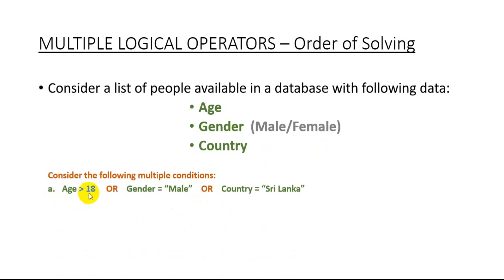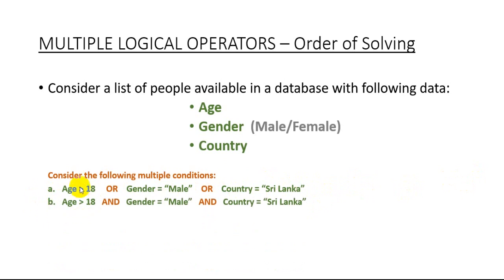Say age greater than 18 or gender equals male or country equals Sri Lanka. In other words, we have a condition here, age greater than 18. We have another condition here, gender equals male. We have another condition here, country equals Sri Lanka. These three conditions we have joined using OR. Earlier we saw only two conditions being joined. Now we have joined a third condition also using an OR. And if you want, you can join another condition with another OR, and you can have many conditions joined using OR in this way. I'm just, for convenience, using three conditions.